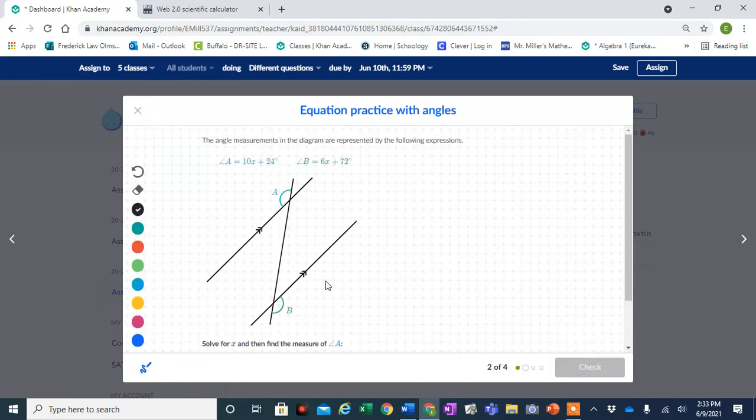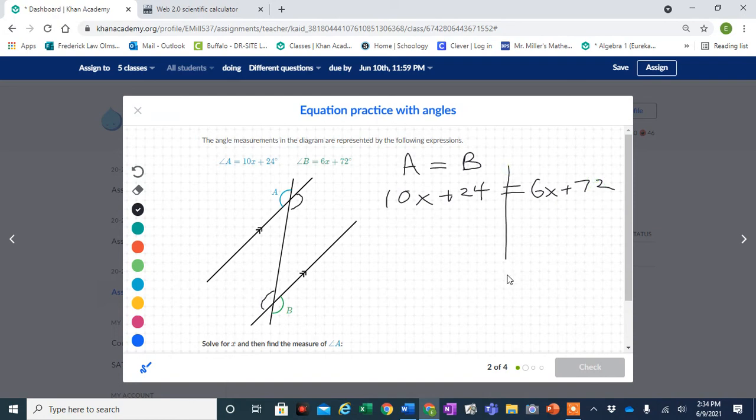Okay, so once again, we have to look at our problem. And we'll notice that this is on the exterior and this is on the exterior. In fact, these are alternate exterior angles, which means they're equal. Or you could do, these are equal because they're vertical, and then this angle and this angle would be corresponding, this angle and this angle would be corresponding, or these two are vertical. In the end, you come to the conclusion that A is equal to B. So that would mean that 10x plus 24 is equal to 6x plus 72.